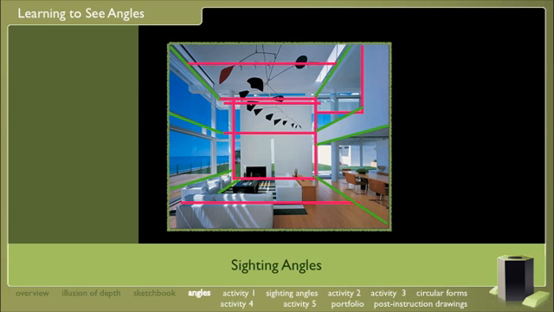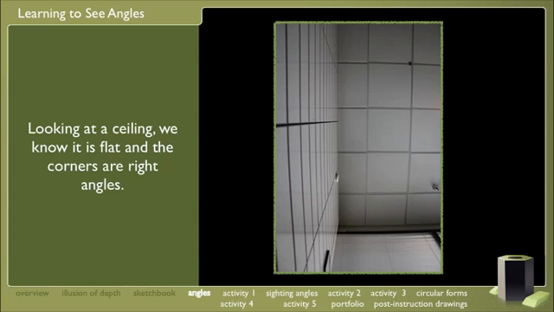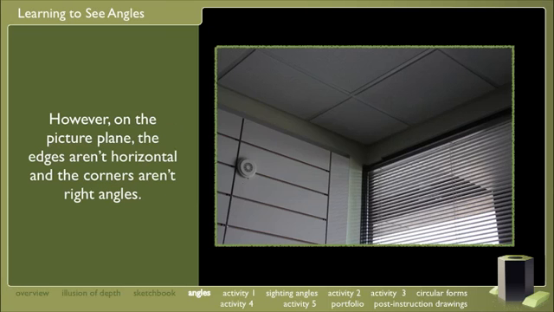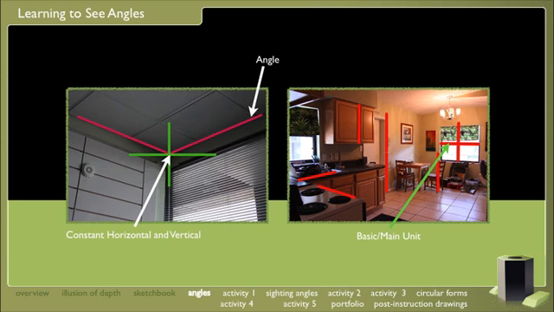Let's look at an example. We know that a ceiling is flat, and the corner is a right angle. However, on the picture plane, the edges of the ceiling are not horizontal, and the corner angles are not right angles at all. It is your job to see relationships on the picture plane and mark what you see. So as you begin to do the exercises in portfolio pieces, remember that angles are compared to the constant vertical and horizontal, and sizes are compared to the constant basic or main unit.